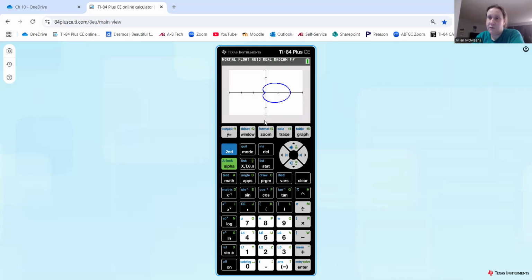It'll go back to the standard viewing window. It'll go to a statistics kind of thing where you can plot individual points. But for us, we're going to look at zoom square. And it makes the graph look a little more natural.